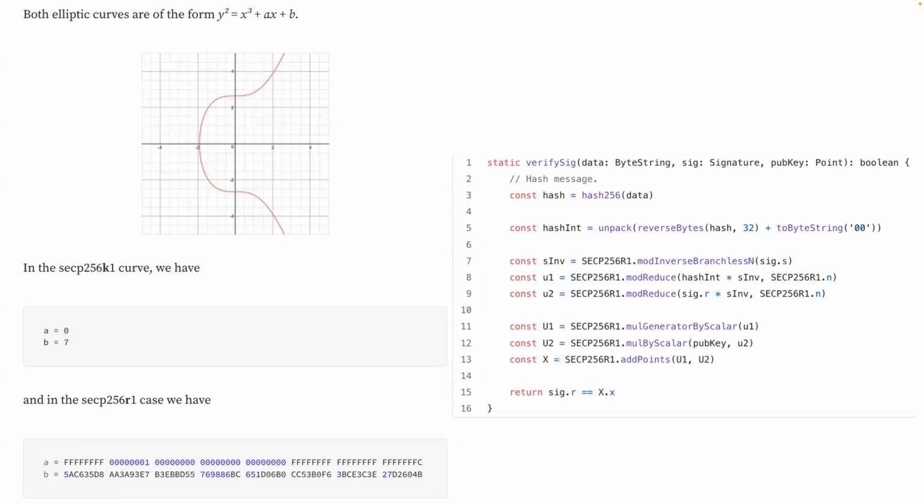Make sense? Yep. I have a question. Is this script on the right just the verification algorithm for the R1? Yes, because that's the only thing you need, right?